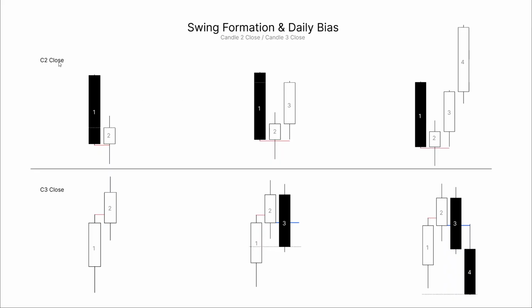And there are generally two types of swing formation. We have the C2 close swing formation and we have the C3 close swing formation. C2 just stands for candle 2 and C3 just stands for candle 3. Let's start with the C2 close, or the candle 2 close, swing formation. How does it form? It always starts with candle 1, right?